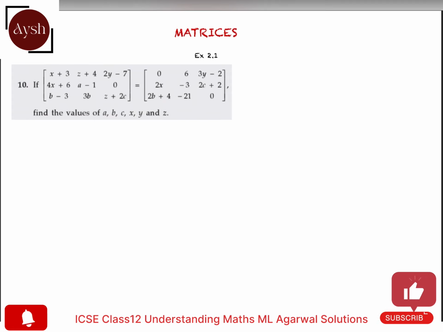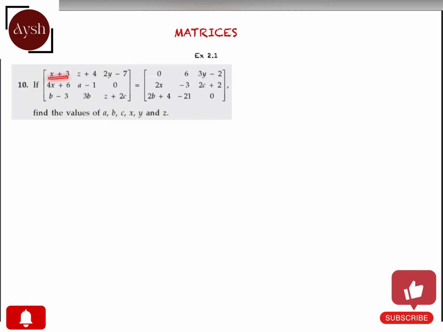So equal matrixனா corresponding elements எல்லாமே நமக்கு ஈக்குவலா இருக்கும். So இப்போ பாத்தீங்கன்னா first one x plus 3 is equal to 0 அப்படின்னு எடுத்துக்கலாம். So x plus 3 is equal to 0. X is equal to minus 3.